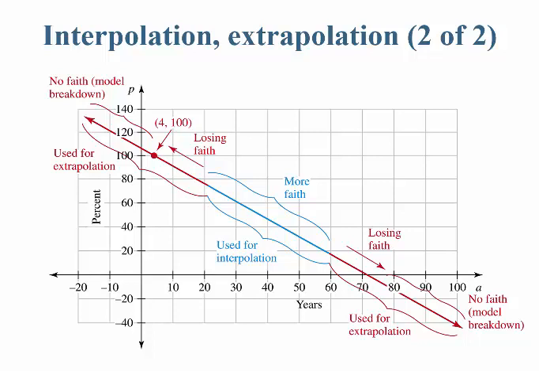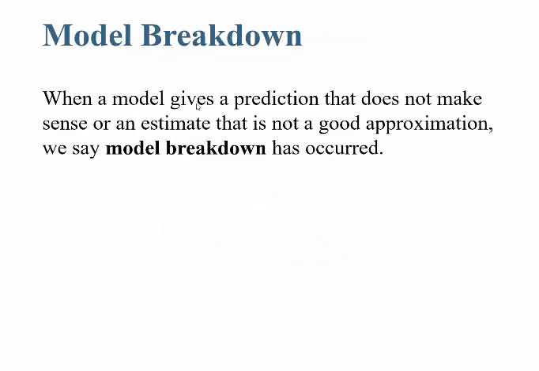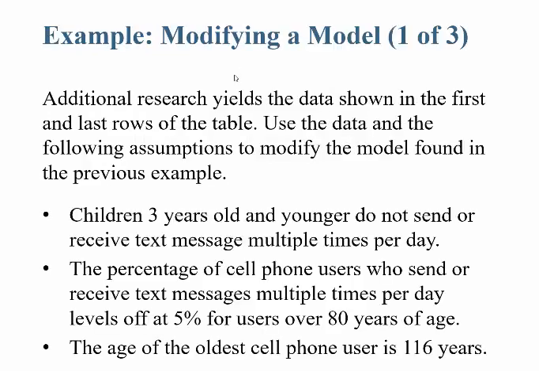The way it works with interpolation and extrapolation is that when you're using interpolation, you have more faith in your results. They make more sense. But when you're using extrapolation outside of your data points, you really don't have too much faith in your model. These linear models do a bad job predicting outside of between two points. So interpolation is good, extrapolation not so good. When a model gives a prediction that does not make sense, or an estimate that is not a good approximation, like in those two intercept cases, we say model breakdown has occurred, or the model has done a bad job predicting outside of, or extrapolating beyond, the data values.